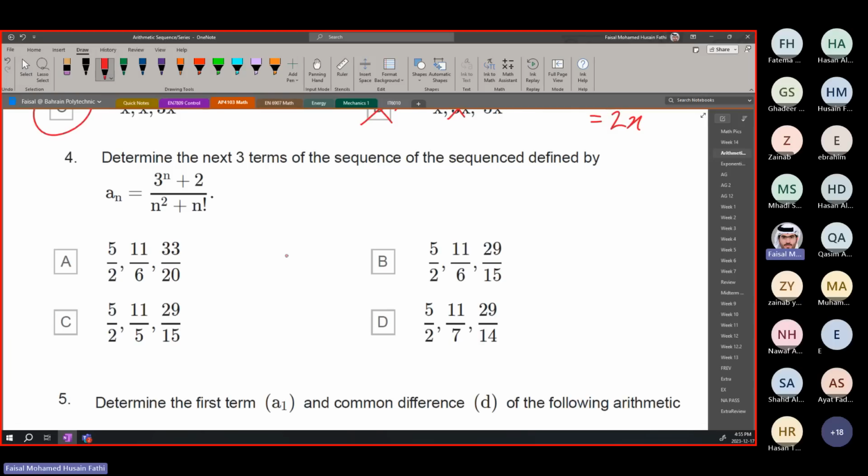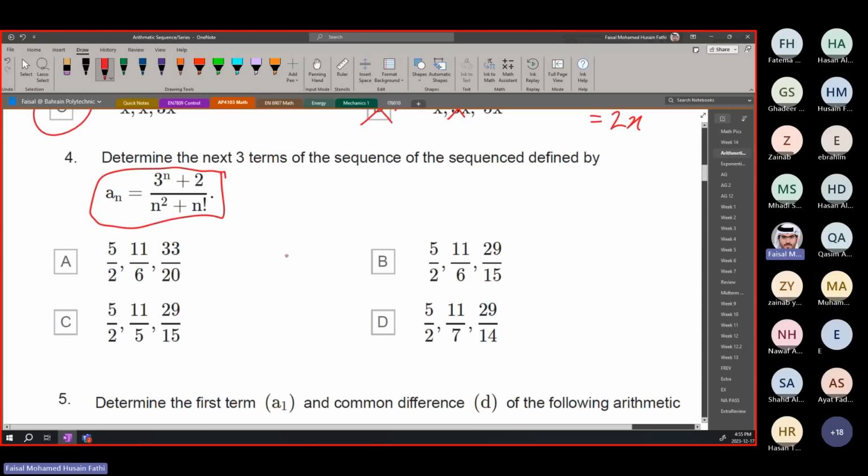Determine the next 3 terms of the sequence defined by this. All you have to do here is put this in the calculator like I explained before. I'm going to say it just verbally very quickly. If you want to see the steps, I mentioned it in the actual video. You're going to go to table, mode 7. You're going to put this equation, 3 to the power of x. This is saying n, but in the calculator you will write x plus 2. Then you put x squared plus x factorial.